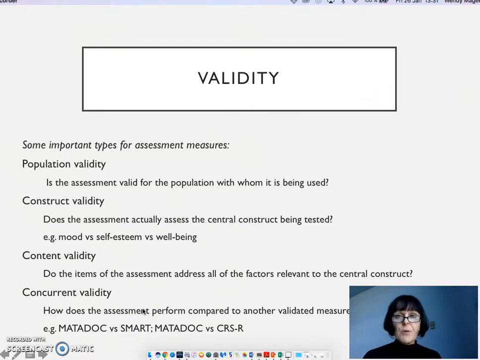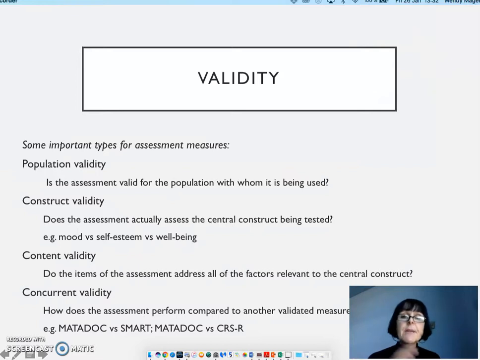And lastly, this is just a very brief introduction to validity. Lastly, concurrent validity. How does the assessment perform compared to other validated measures for the same construct? Here I'm going to use an example of a measure that I've been involved with, the MATADOC, which is an assessment of awareness. When we tested the MATADOC in the initial research project, we used a validated, standardized measure of awareness, the SMART, and we collected concurrent data with the same patients, and we looked at how the MATADOC outcomes compared to the SMART outcomes. And that's an example of looking at concurrent validity.